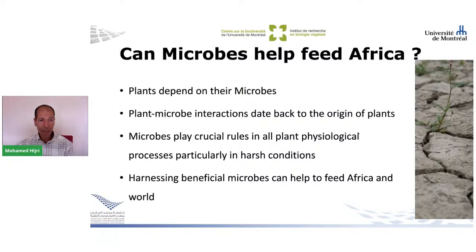So microbes play a crucial role in all plant physiological processes, particularly in harsh conditions, as is typical in sub-Saharan Africa, where agro-ecosystems are facing challenges of water stress and salinity. And also, by harnessing beneficial microbes, we can help to feed not only Africa, but also the world.